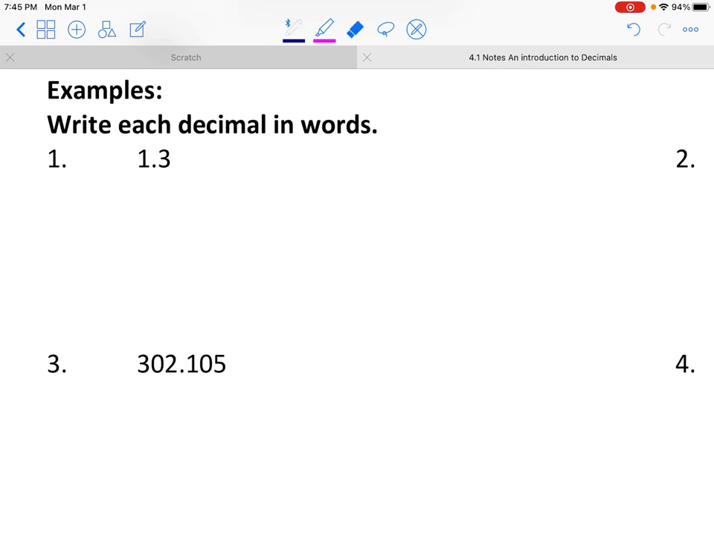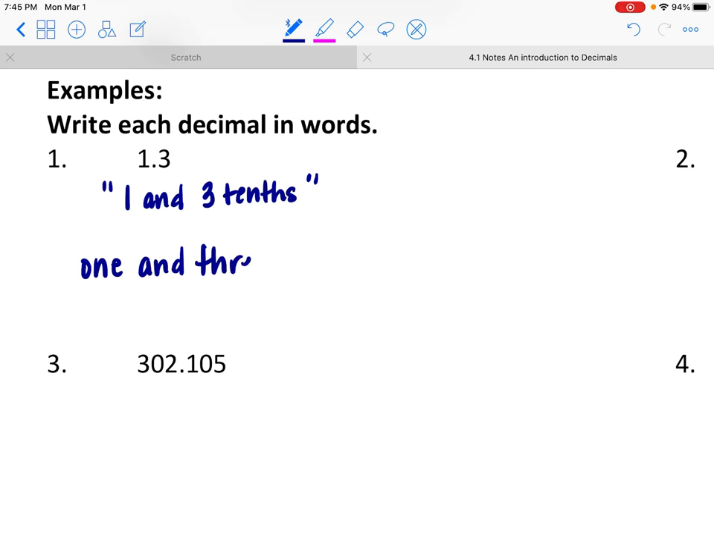So if I was going to write this out, let's do a shorthand version first. 1 and 3/10 is what we're looking at. 1.3 has 1 as the whole number part. The decimal is "and," and then 3 is in the tenths place of the decimal, so 1 and 3/10. But technically, if we write this out in words, we're going to write 1 and 3/10, all written out like this.